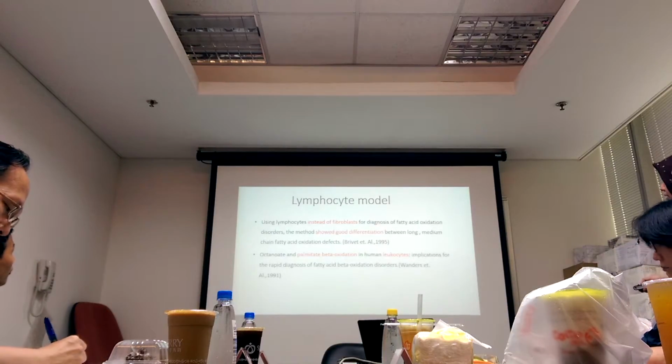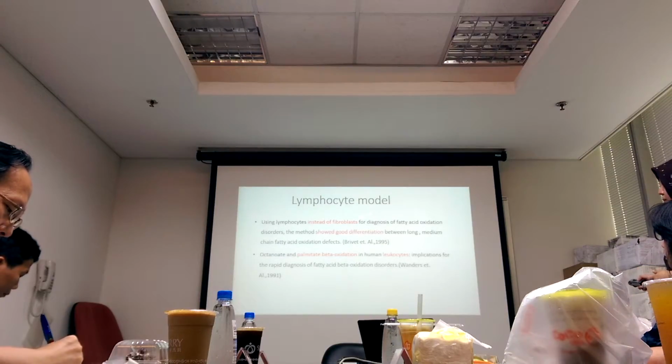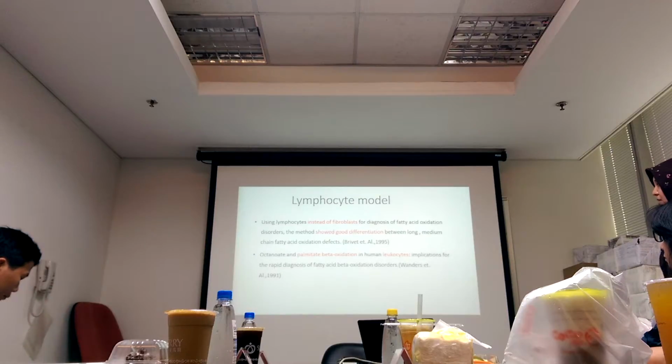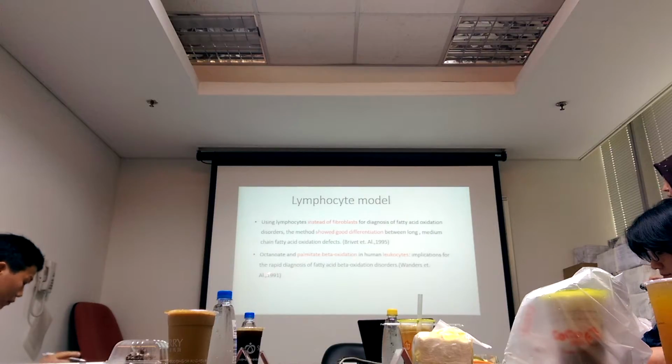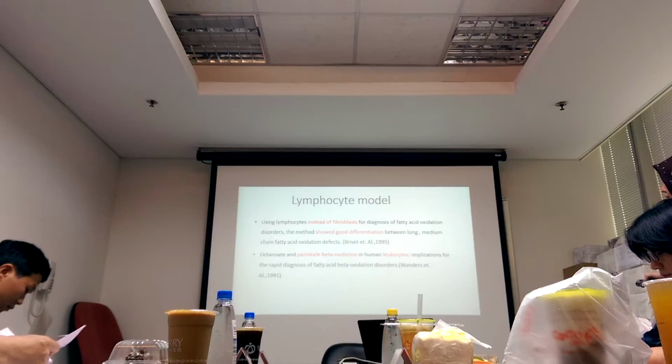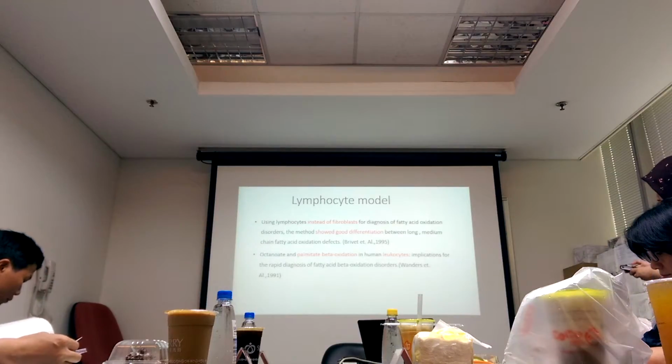About the discussion. About the lymphocyte model: because MADD patients show symptoms in the muscle, we used lymphocyte cells from the model. Before, we also found other studies that used lymphocyte cells instead of fibroblast cells because they can show a good effect when diagnosing fatty acid oxidation. And in 1991, they also tested mitochondrial beta oxidation in the lymphocyte cells of beta oxidation disorder.